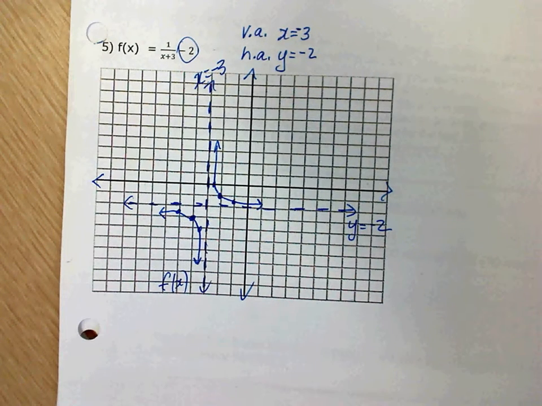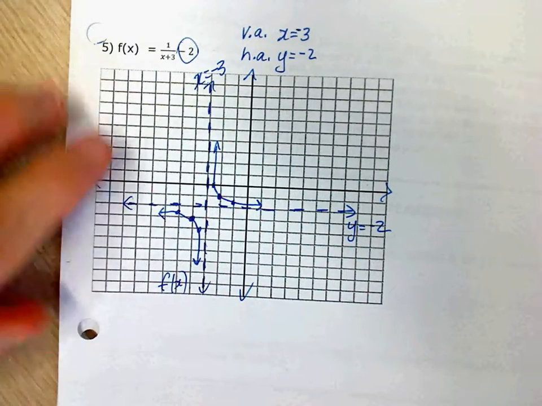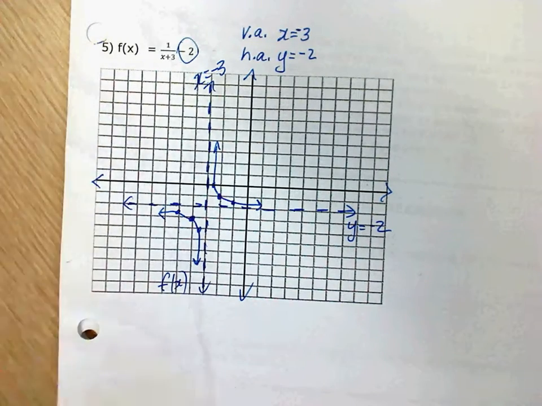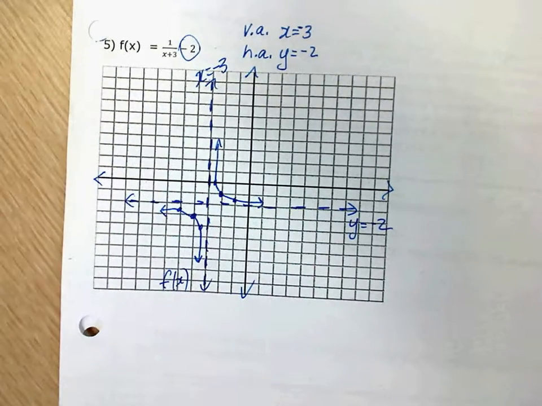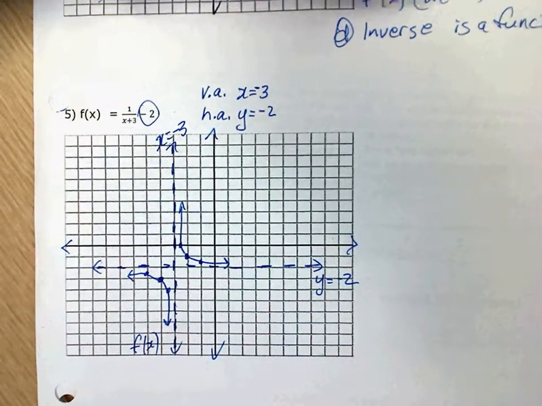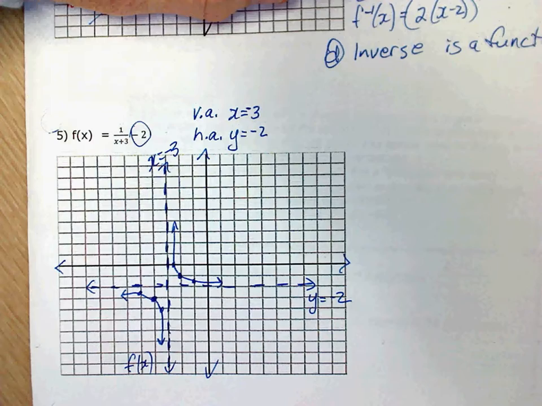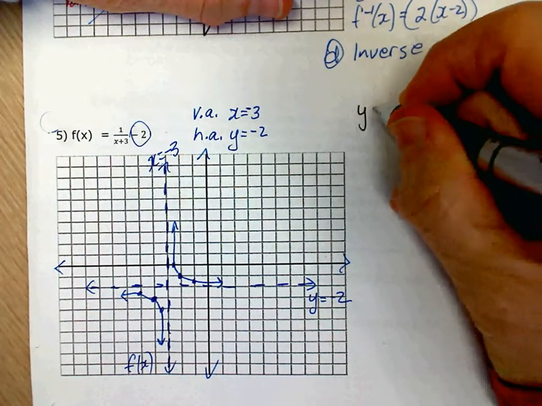Let's now do it algebraically so we can pick off the inverse graph. This is f of x. That's all we've done. We've only done that halfway. I want to do this algebraically first so you can pick off the asymptotes of the inverse function. So let's do it. Y equals 1 over x plus 3 minus 2.